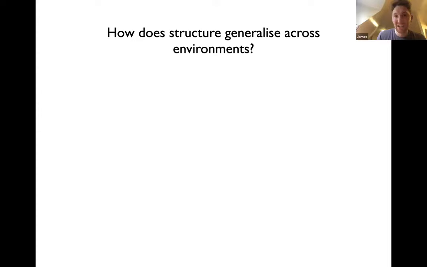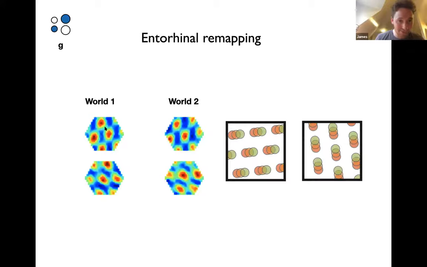Okay, so it's not the best pitch, I'm afraid. It is really the case that a grid cell in one environment is a grid cell in the other environment. So just as Marcus was saying, you can reuse that knowledge in one environment and put it in another. And that's true for entorhinal cortex.